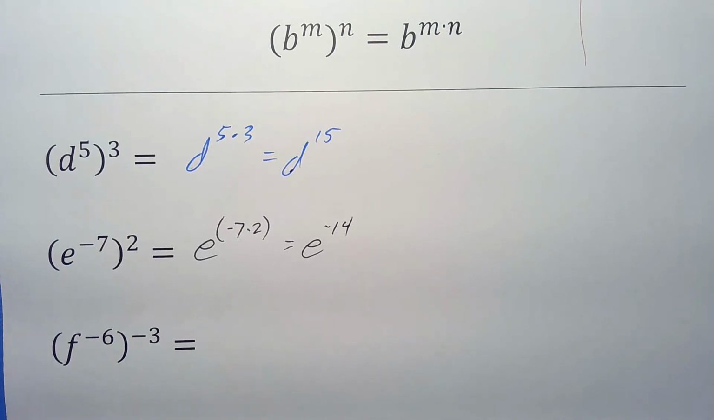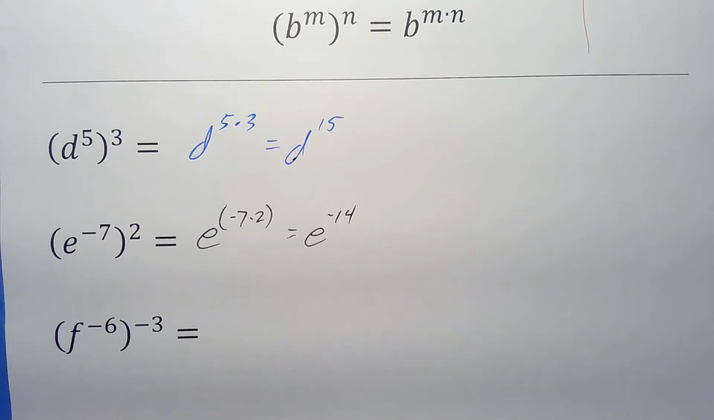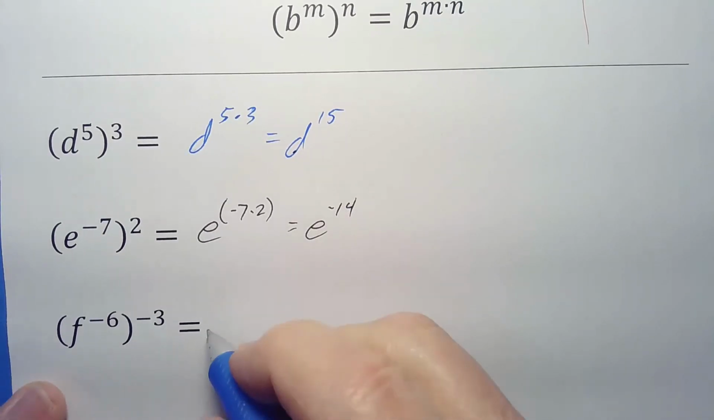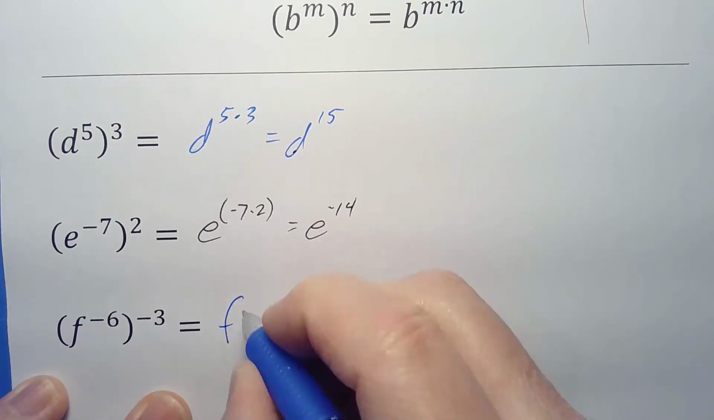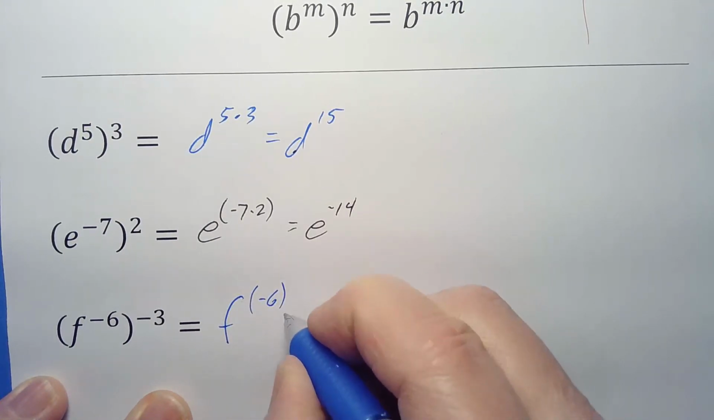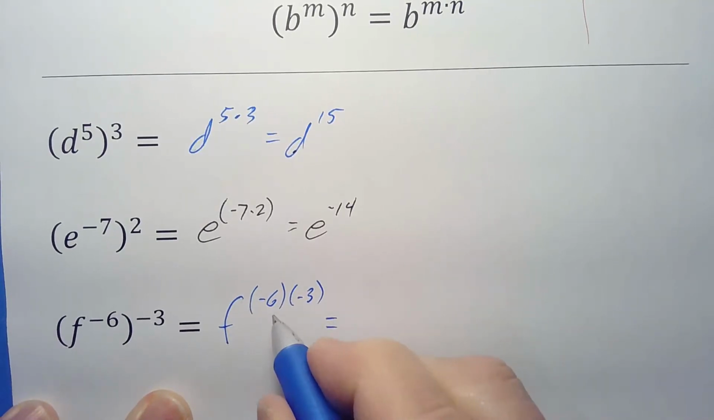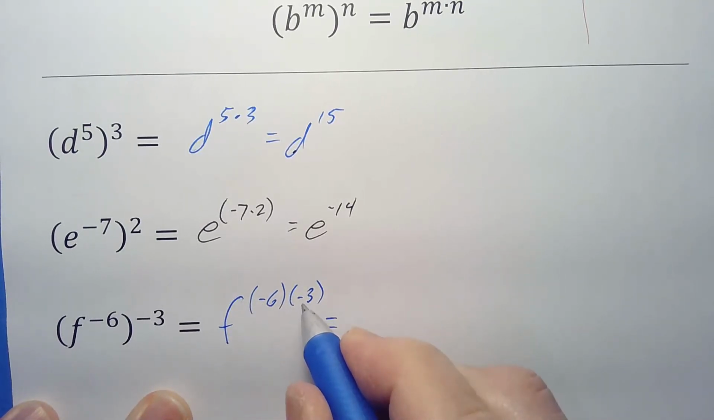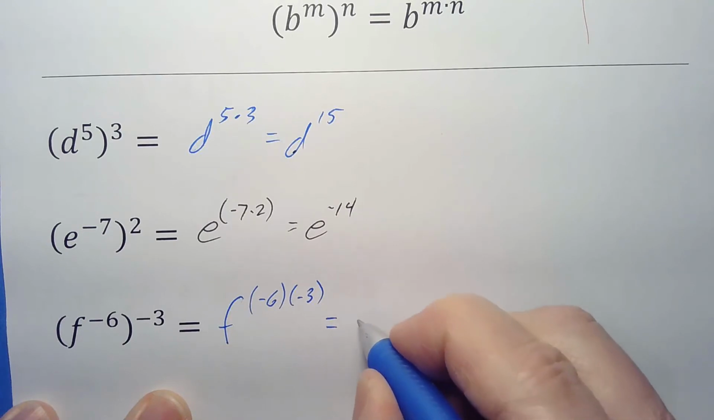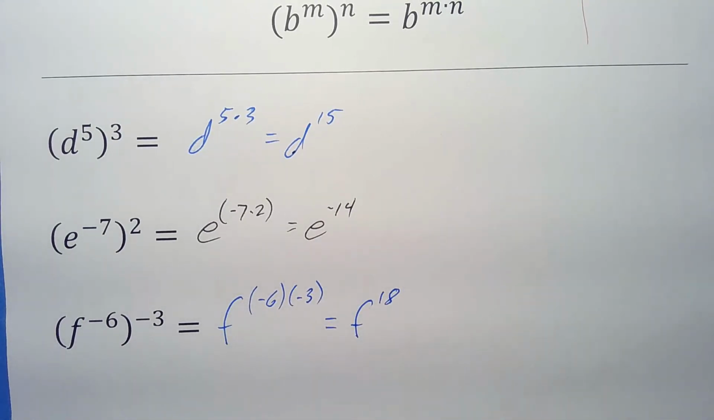And finally, let's look at this guy here. This time we've got 2 negatives, don't I? But that's okay, we know what to do. We just say f to the negative 6th times negative 3. Well, 6 times 3 is 18. Negative times a negative is a positive. So this is just f to the 18th power.